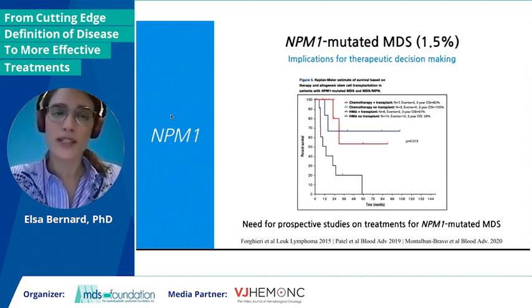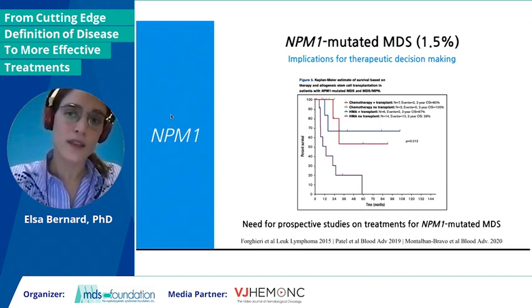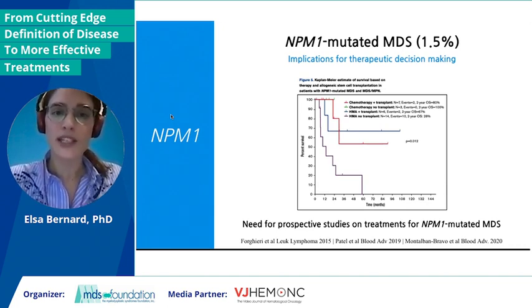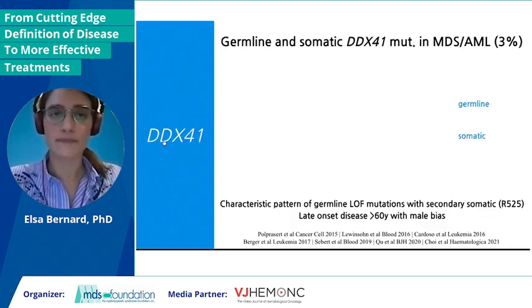For example, in that study from the MD Anderson group, with the limitation of being a retrospective study with potential bias for selection, they show that NPM1 mutated cases had favorable survival following treatment with chemotherapy or chemotherapy plus transplantation. And these highlight the need for prospective studies investigating treatments for NPM1 mutated MDS.